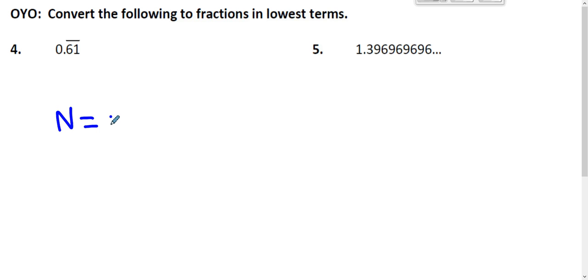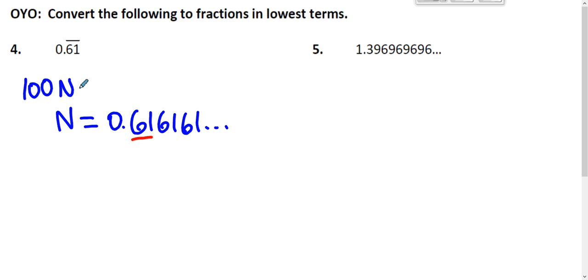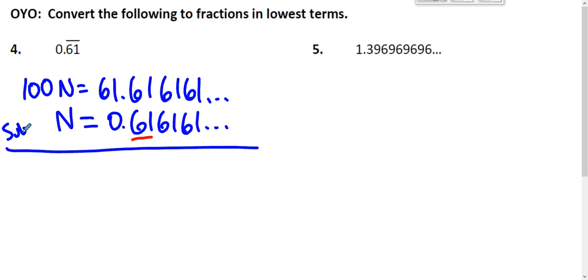You have some number n, and it's 0.616161 forever. Well, we consider that this is the block that repeats, and that block is 2 digits long. So if we were to multiply by 10 to the 2, that shifts the decimal point 2 places. You get 61.616161 forever. And that means that if you subtract, the left sides give you 99n, the right sides, these all drop out, and you're left with 61.